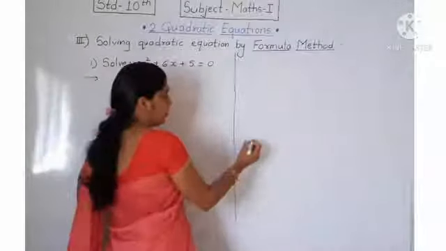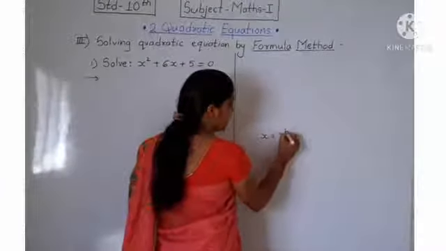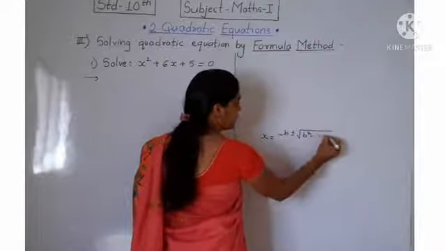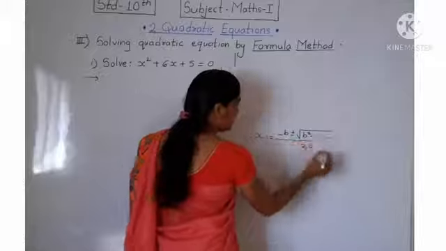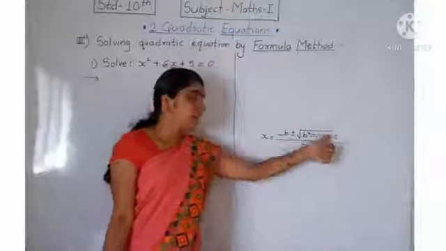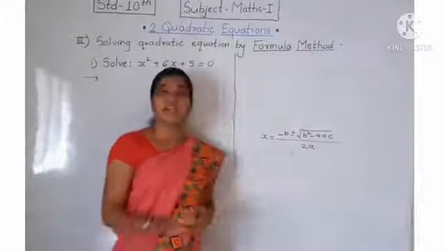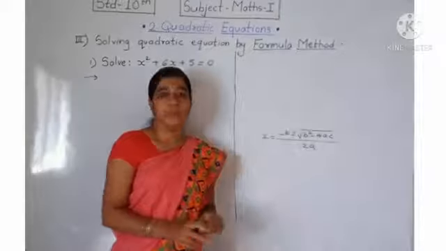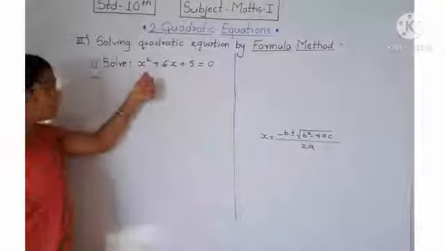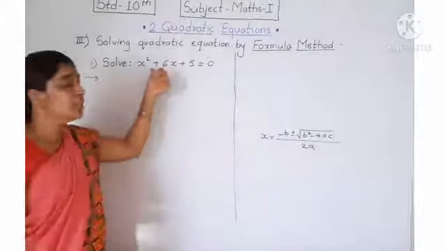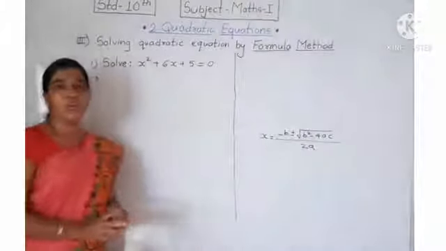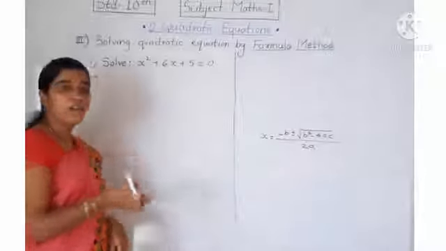I had told you the formula. What is the formula? x is equal to minus b plus or minus root b square minus 4ac upon 2a. So here we want a, b and c, and we learned in practice set 2.1 how to calculate a, b, c. First you write the equation in standard form. See whether the given quadratic equation is in standard form or not. If not, then make it standard form.